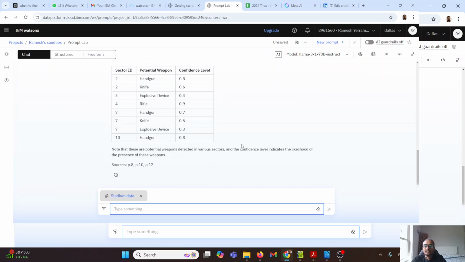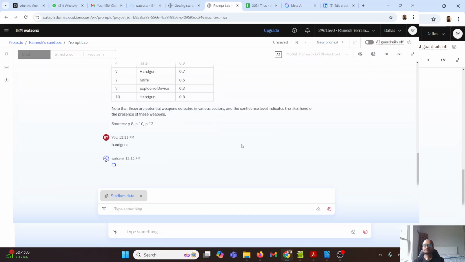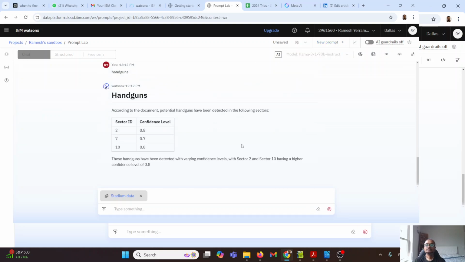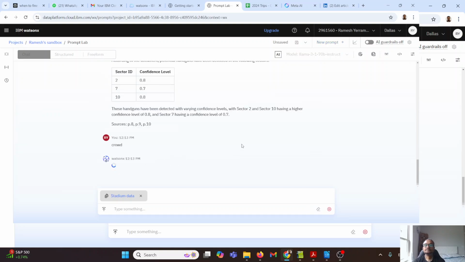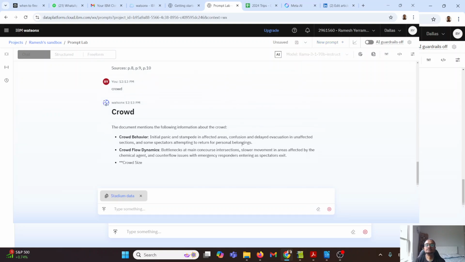So now let's see if we can get something around handguns. In sector 2, there is a probability of a handgun with 0.8. Similarly in sector 7 with a probability of 0.7. And let's now expand this to crowd. Where are we seeing crowds?